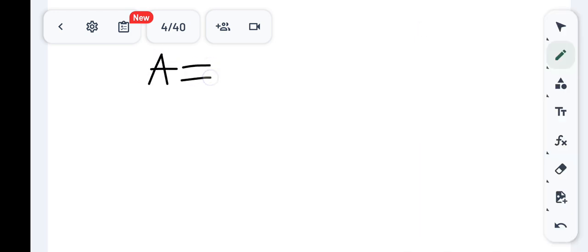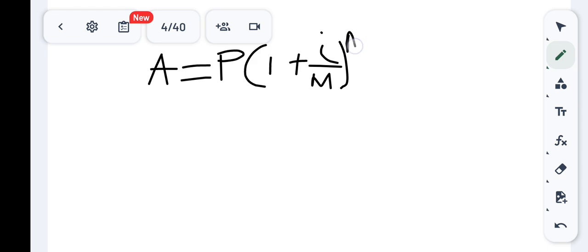A is equal to P into 1 plus i. This is what you will do. With compounding periods, you need to divide the interest rate that is given to you by the compounding period, annually, semi-annually, and all of that. Then you will multiply the number of years by that compounding period. So if it's annually, then you will divide by 1 and then multiply by 1.